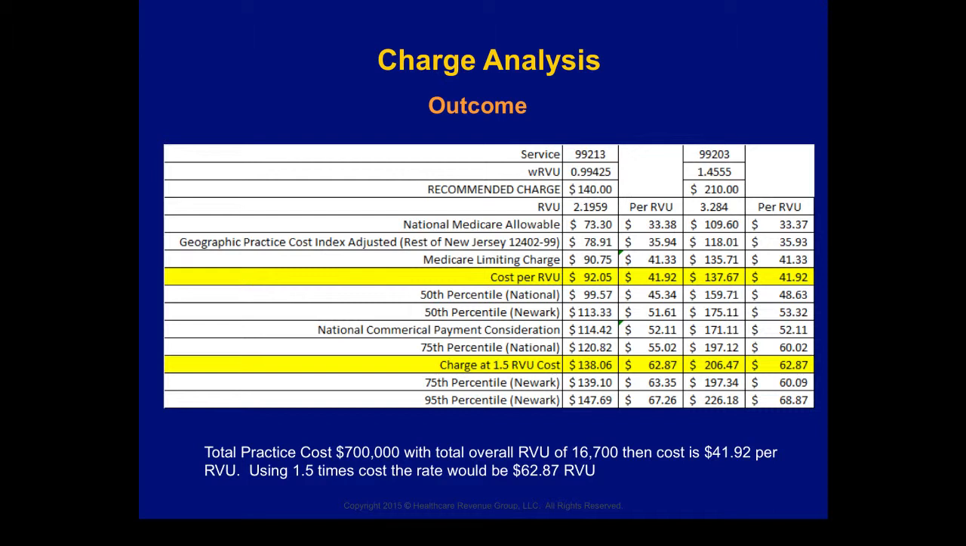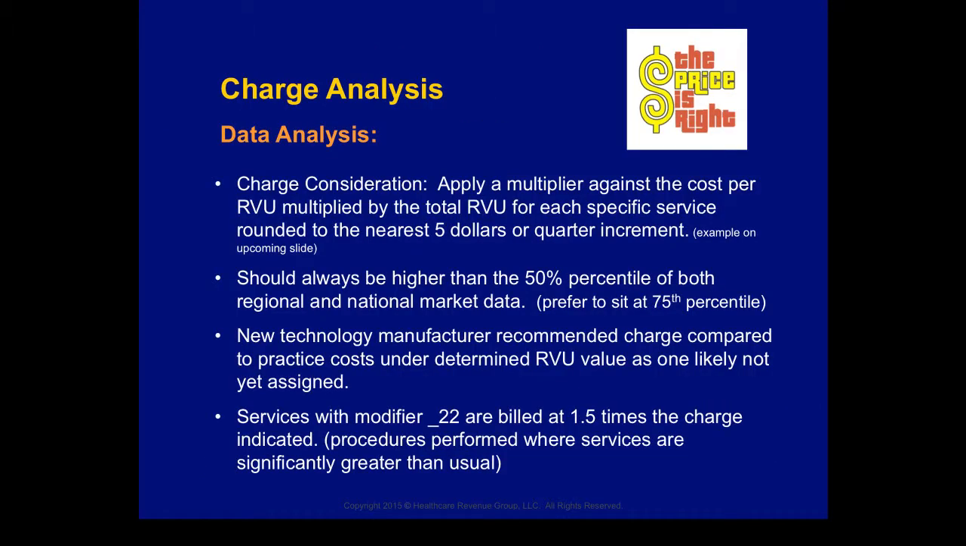So I've taken into consideration the regional stuff, my geographic pricing index, my national payment, and commercial payment consideration, and put that together to come up with my recommended charge. So what does the data analysis show me? My charge needs to be, I apply a multiplier against my cost to come up with that. I round it to the $5 increments. That was the one actually in the prior slide that showed the 140 and 210.